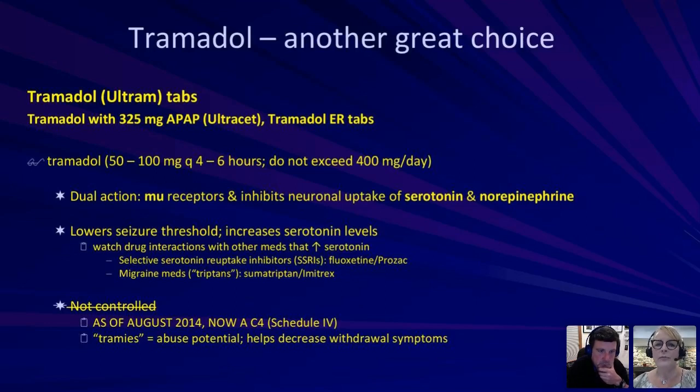Tramadol is a Schedule 4. It was never a controlled substance until 2014. It was a little surprising that it wasn't a controlled substance from the beginning. It's been around for almost 20 years, and we always knew it plugged into mu receptors, but the FDA and the DEA didn't really think it has addiction potential, but it does.